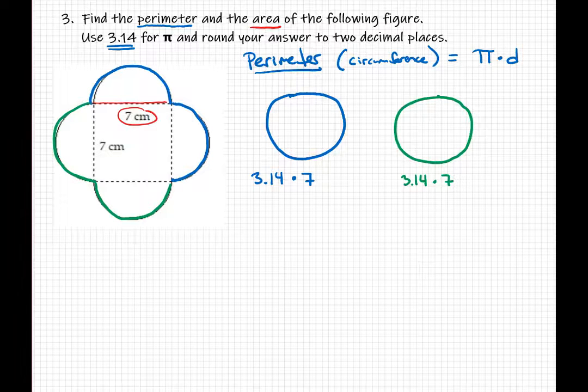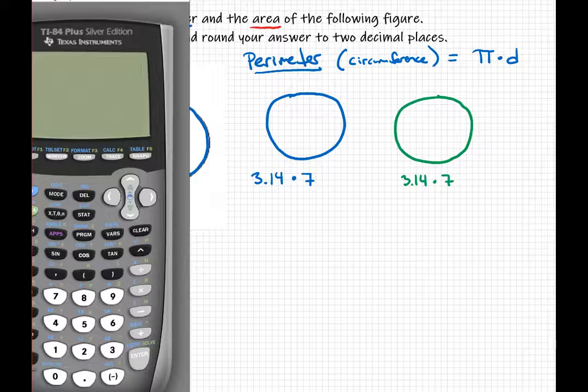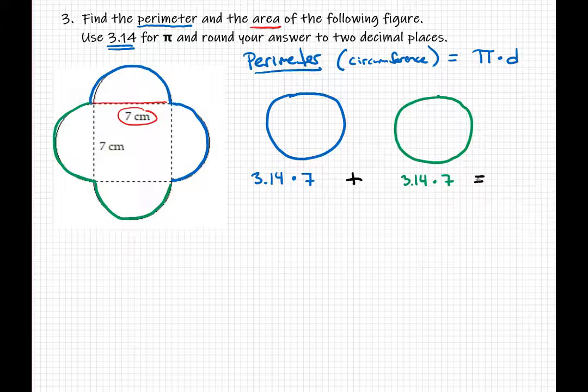Okay, so we have basically 2 of the identical values. So we could bring up our graphing calculator here. There we go. Okay, so 3.14 times 7. Each one of these is 21.98. So we're going to just multiply that by 2 because there's 2 of them. 43.96. And the directions say round to 2 decimal places. We don't have to round because it's exactly 43.96, and we're working in centimeters. Okay, so that is the perimeter.